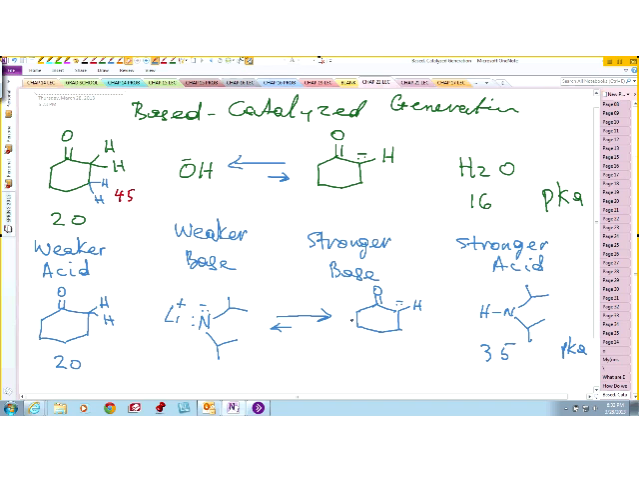So therefore, we could make a choice of a base in order for the generation of an enolate anion, depending on what we want to do. Let me give you some other bases that we can use.